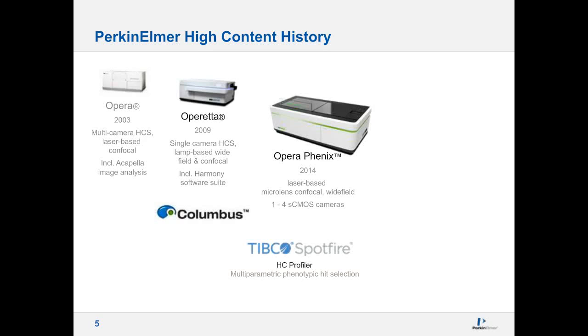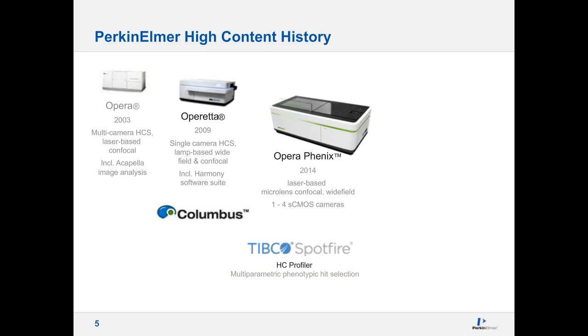PerkinElmer has been involved in high-content screening for over a decade now. The first instrument we brought to market was the then leading Opera high-content screening system. It was the first multi-camera laser-based spinning disc confocal system, and at that time had a really innovative, powerful image analysis software, Acapella. But that software was an expert tool. It was not most intuitive, but took quite a lot of learning time to get acquainted with it.